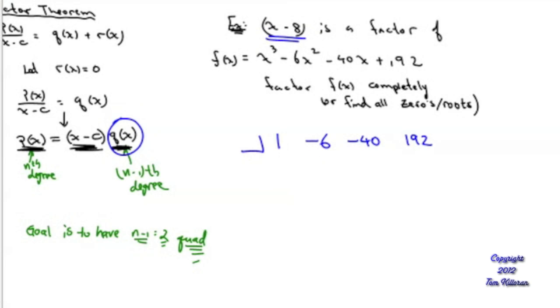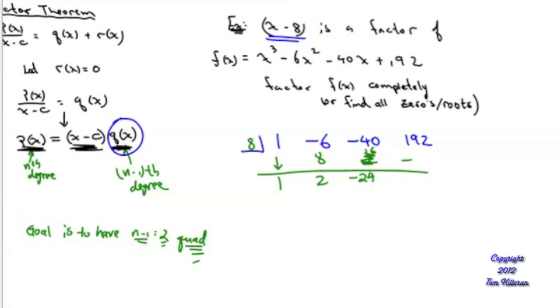Positive 8 or negative 8? Positive 8. You're going to switch the sign when it's written as a factor. If it said x equals -8, then you would just leave it alone. Draw a line, drop the first number. 8 times 1? 8 minus 6? 2. 8 times 2? 16. -40 plus 16? -24. 8 times -24. -192.